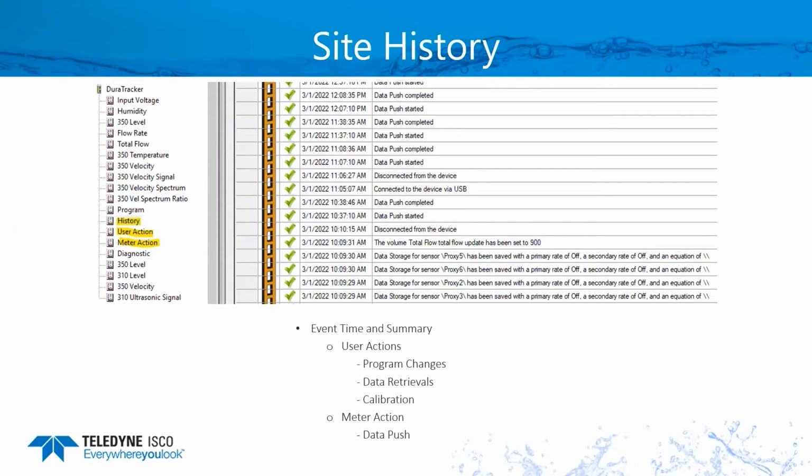So if you ever have a concern that my flow rates were reading this, and then all of a sudden they changed on a Tuesday, they're reading higher or lower, now you can go back in the history and see, hey, somebody went out there and they calibrated. Apparently they calibrated it wrong, but you can tell when they went out there. So now you have a record of when people were out on site. And then it also records the meter action. So if it was set to push data on a regular interval, it's going to show you that every day at midnight that it pushed data and it was successful.